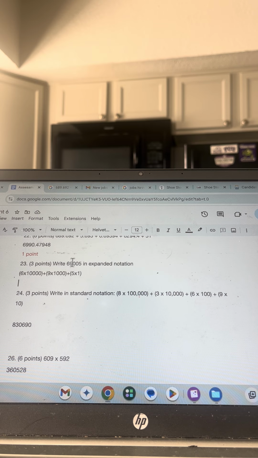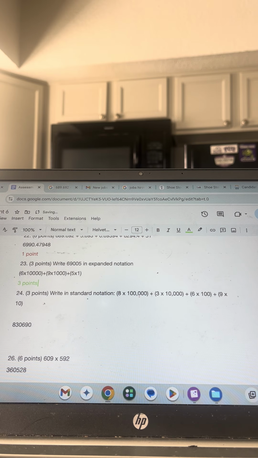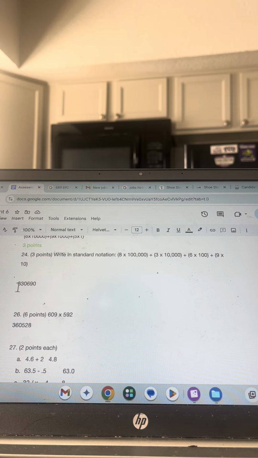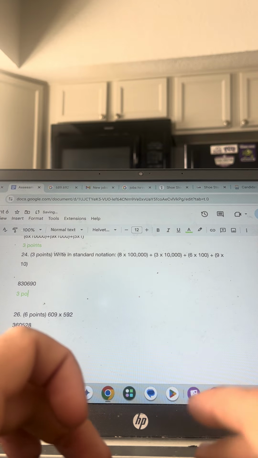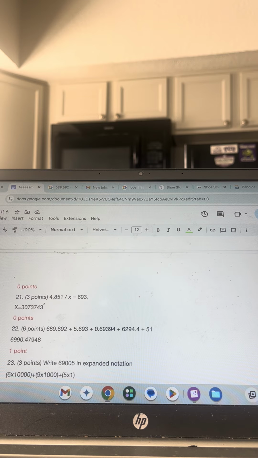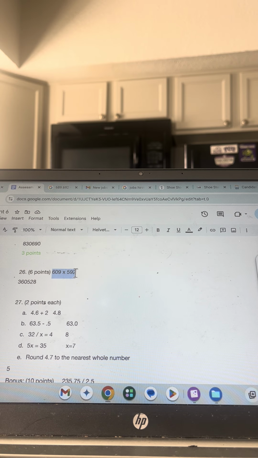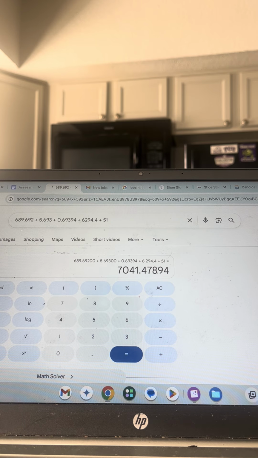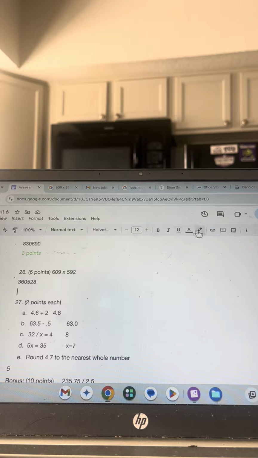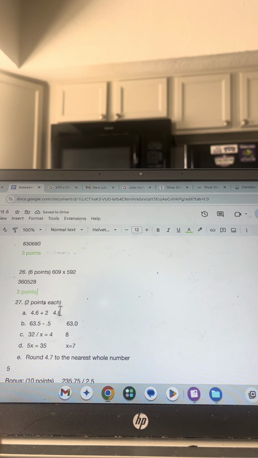This one, 6 times 10,000, good. 9 times 1,000, 5 times 1. That is full points, very easy. You got this one right too: 8 times 100,000, 3 times 10,000, 6 times 100, 9 times 10. Good. Full points. Now this one. $360,528. Yep, full points. Now, 4.6 plus 2, you got 4.8.